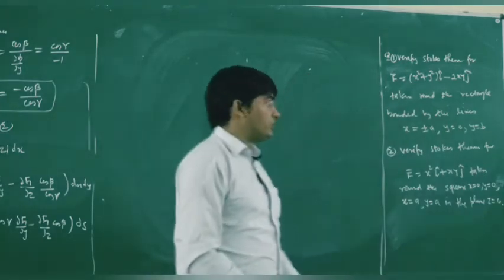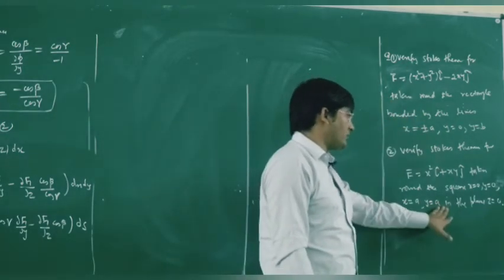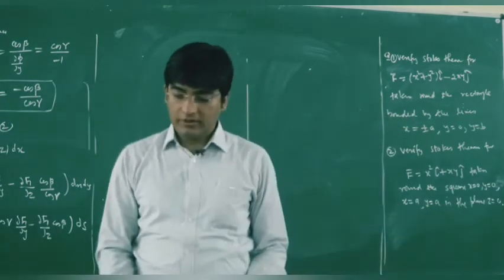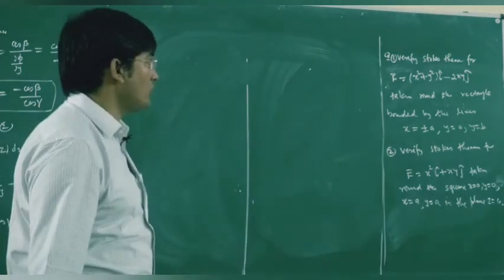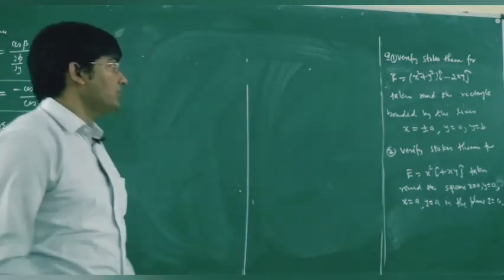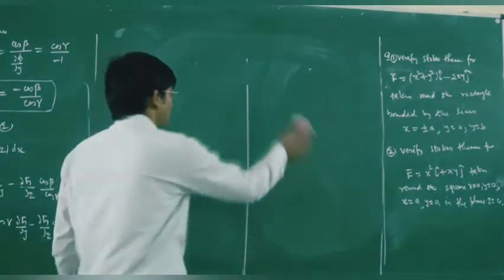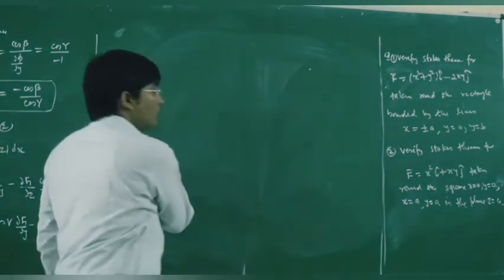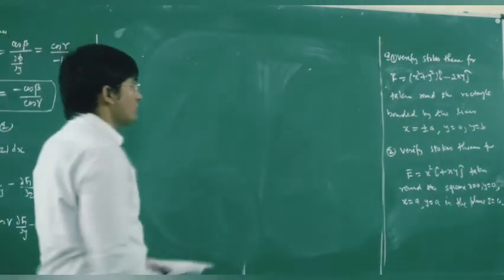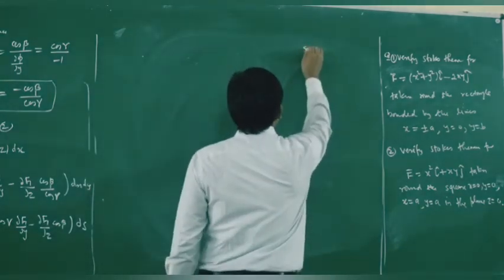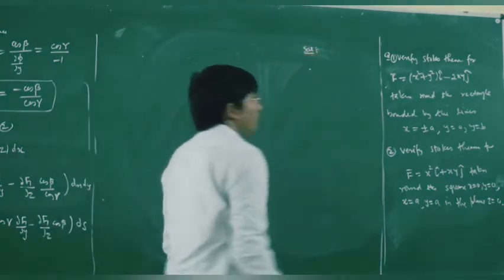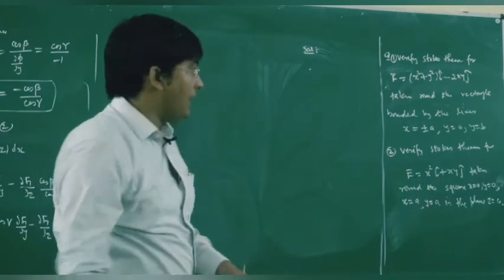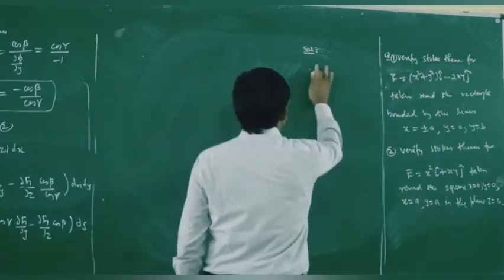These two questions are similar to each other. Here we have the rectangle and here we have the square. Nothing else. So I am going to solve the first question, the solution of the first part. Let us evaluate the line integral as well as the surface integral.